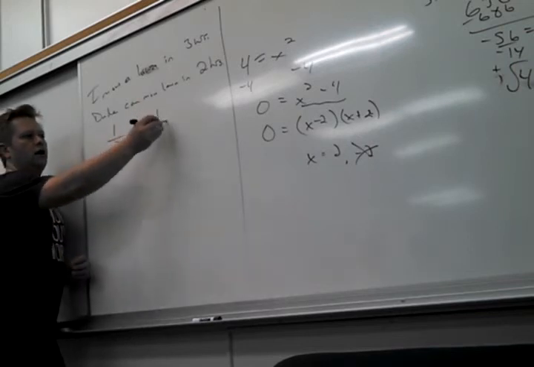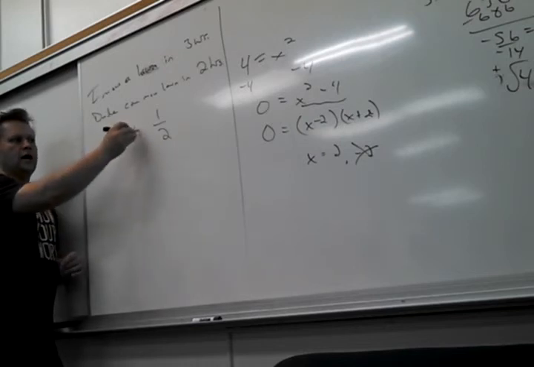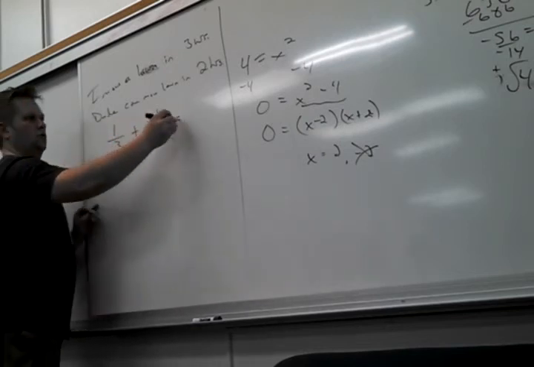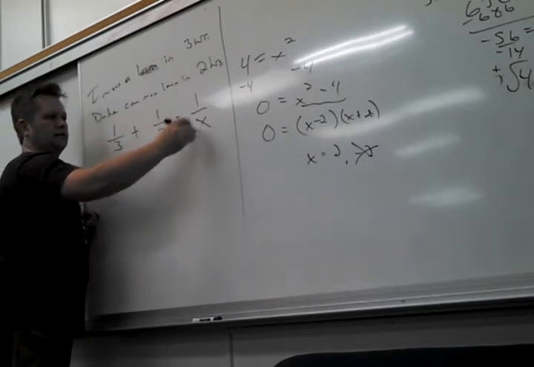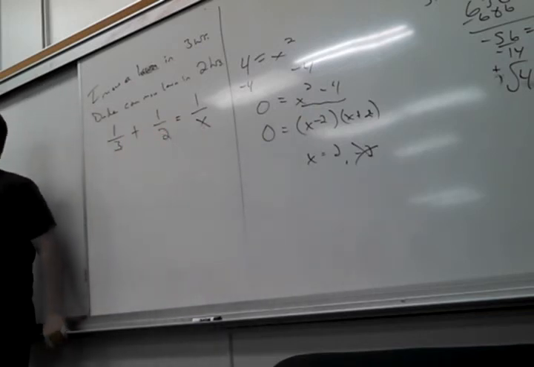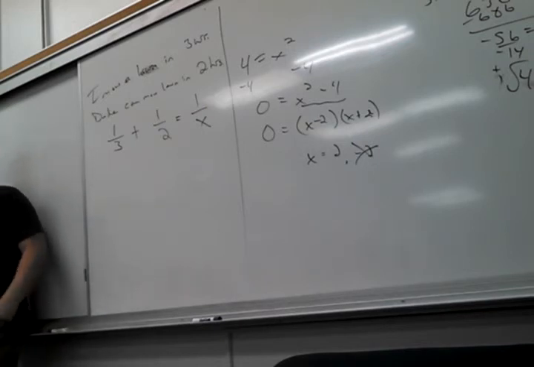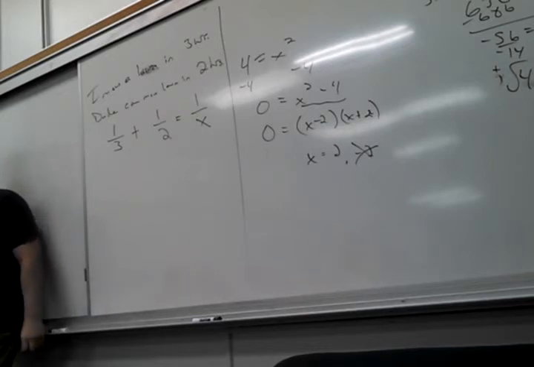Dude can do one lawn in 2 hours. If we work together, we could do one lawn in X hours. Now be careful, don't put a 5 there. Then you'd say that it takes us 5 hours. That doesn't make any sense. You guys kind of with me?